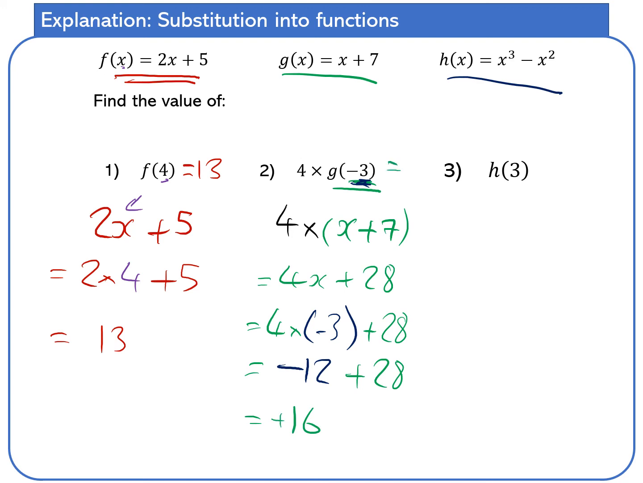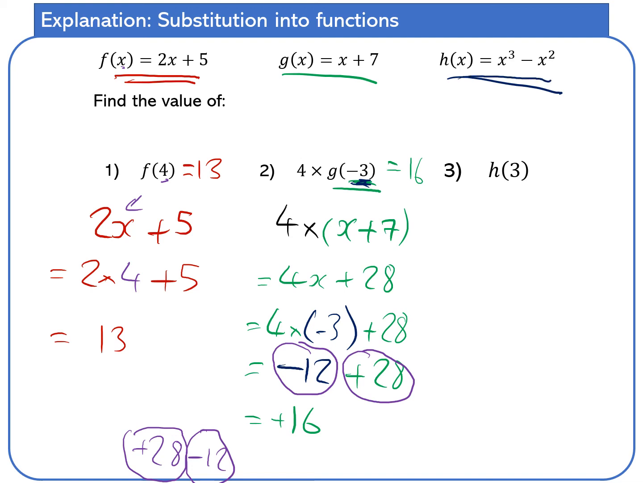So that answers 16. We should know that as long as I capture that symbol there, minus 12 plus 28 is the same as 28 minus 12. But it's important that I keep that symbol in front if I'm going to change those around. If I just simply change the numbers, then I would get it wrong. So finally, I need to look at h of 3. Well, let's copy that out.